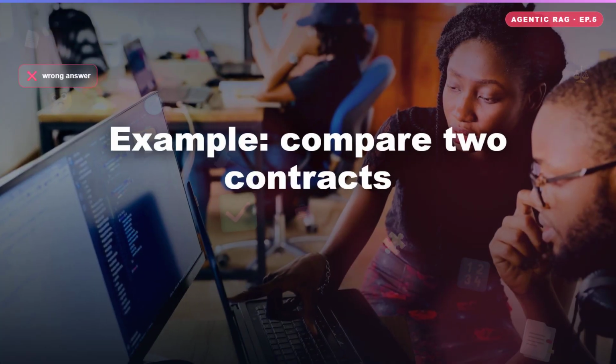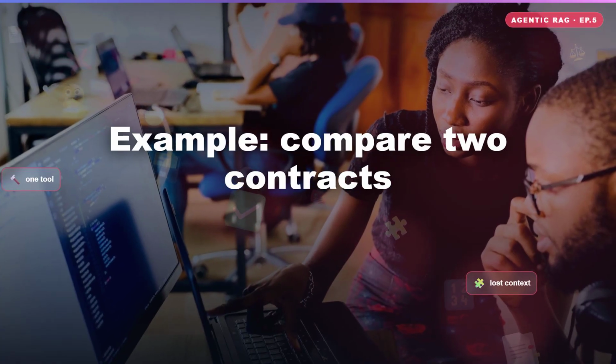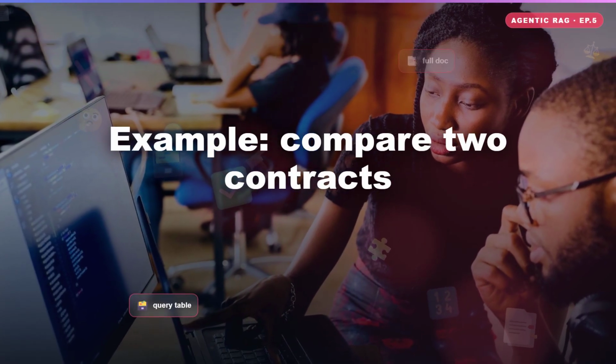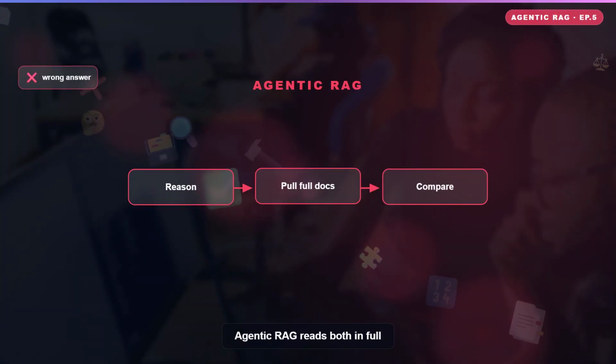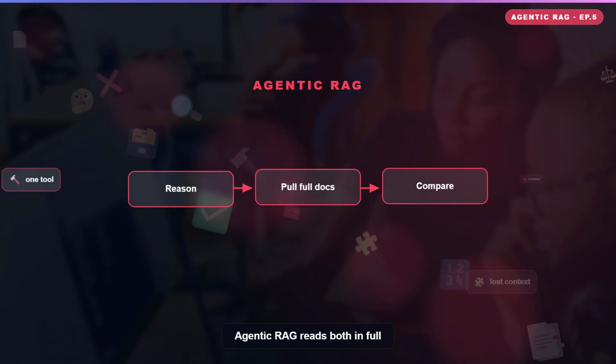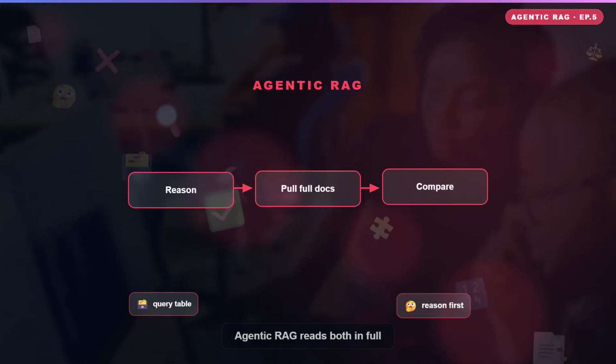Let's make it real. Say you ask, compare the payment terms in these two contracts. Plain RAG grabs a few random scraps from each and confidently gets it wrong. An Agentic RAG, on the other hand, recognizes it needs the whole picture. It pulls up each full contract, reads them properly, and then compares them side by side.